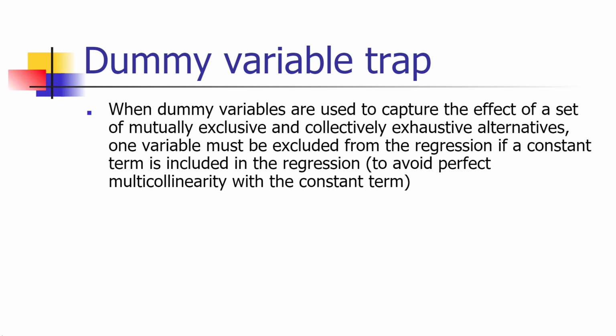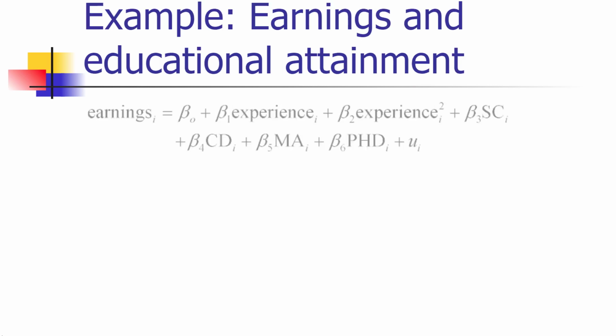And we interpret the coefficients on each one of the variables as being the differential effect of that variable being present compared to the excluded category. Here's an example of that relationship.